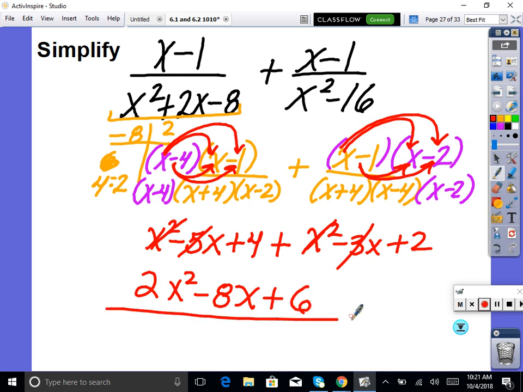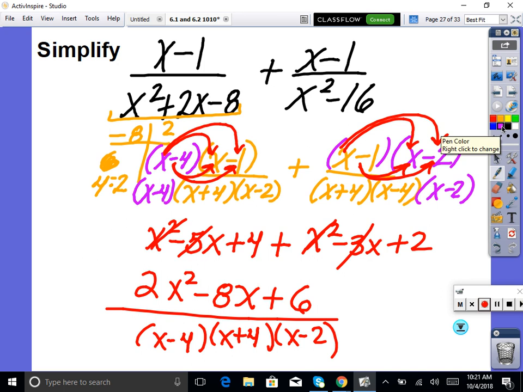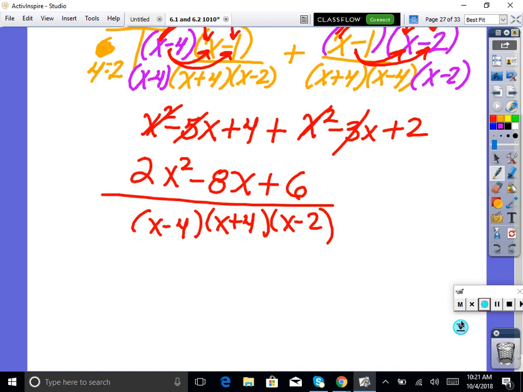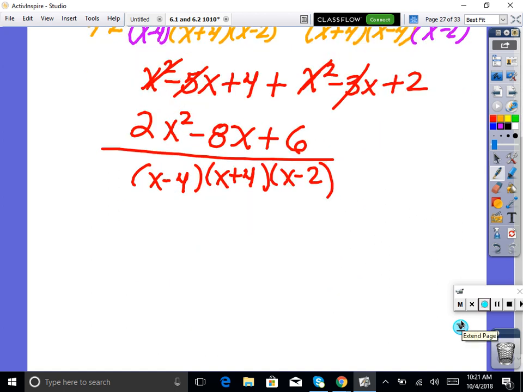And that's all over x minus 4, x plus 4, and x minus 2. And then we're simplifying, so yeah, we can restrict, especially because our denominator is already factored, but once again: factor the top, factor the bottom, divide out exact factors. So I'm going to pull out a 2 on top. Then left is x squared minus 4x plus 3.